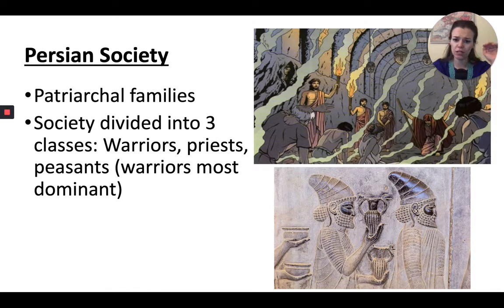You have warriors, priests, and peasants, with the warriors being really the most dominant group. The priests are going to be referred to as magi, M-A-G-I, and they're going to really supervise the sacrifices necessary in religion. And peasants were predominantly farmers and shepherds.